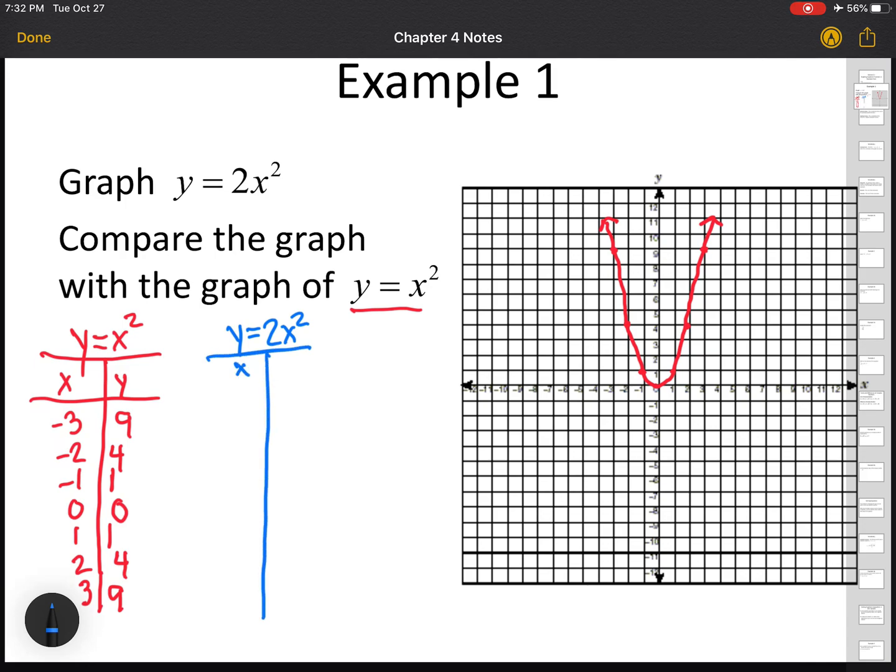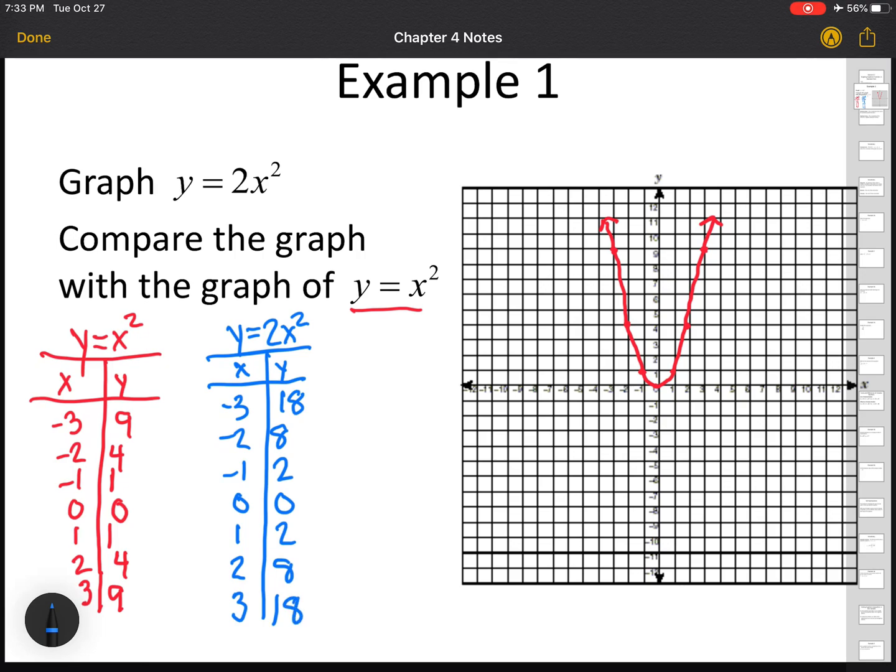Okay, using the same x values, -3 all the way through 3. Plugging those into that equation, we get back 18, 8, 2, 0, 2 again, 8, and 18.